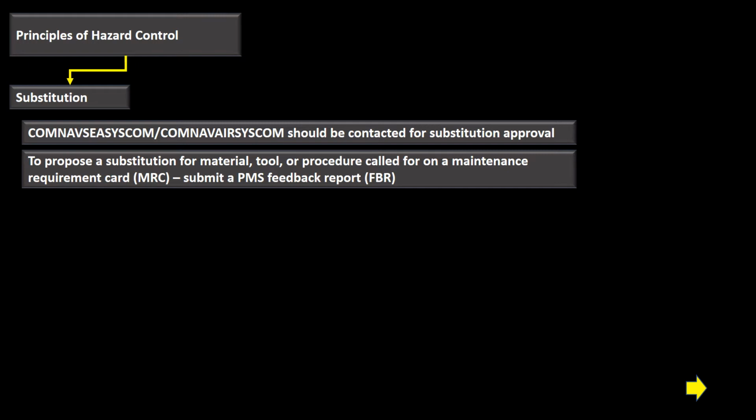So if we want to use substitution that involves a maintenance requirement card, we've got to submit a feedback report. So we've got to submit a PMS feedback report, or PMS FBR, a planned maintenance system feedback report, if we want to do any kind of substitution on an MRC, on a maintenance requirement card.